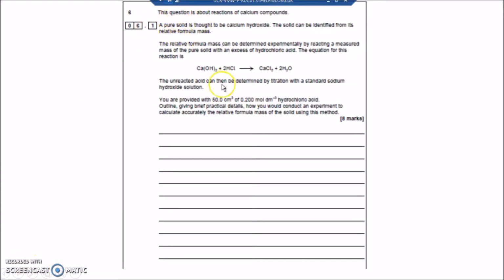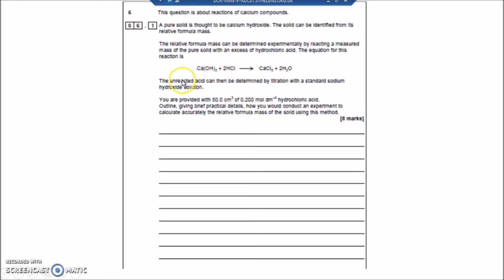Question 6. A difficult question this, because you've got to work it out and talk about things theoretically. You've not got all of the numbers. You talk about how you would do it rather than come up with an exact answer. Anyway, this question is about calcium compounds. A pure solid is thought to be calcium hydroxide. Calcium hydroxide reacts with 2 moles of HCl, hydrochloric acid, and makes calcium chloride and water.